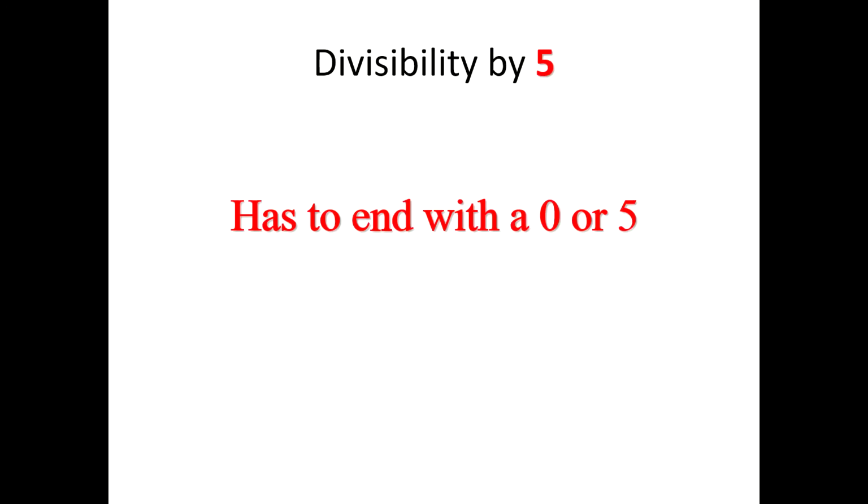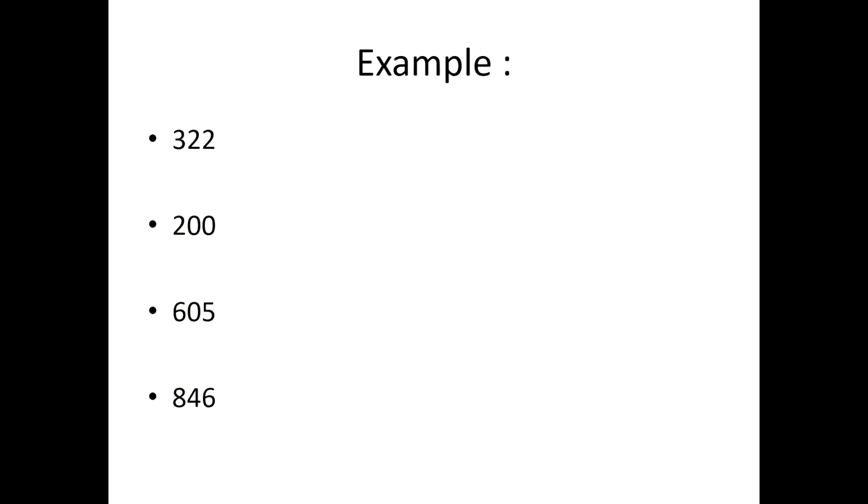Next is divisibility by 5. It has to end with a 0 or 5. This is an easy one. Here we have 322. It does not end with a 0 or a 5, so it is not divisible by 5. Next we have 200. This one's super easy because it ends with a 0, so it is divisible by 5. Next we have 605. 605 ends with a 5, so it is divisible by 5.